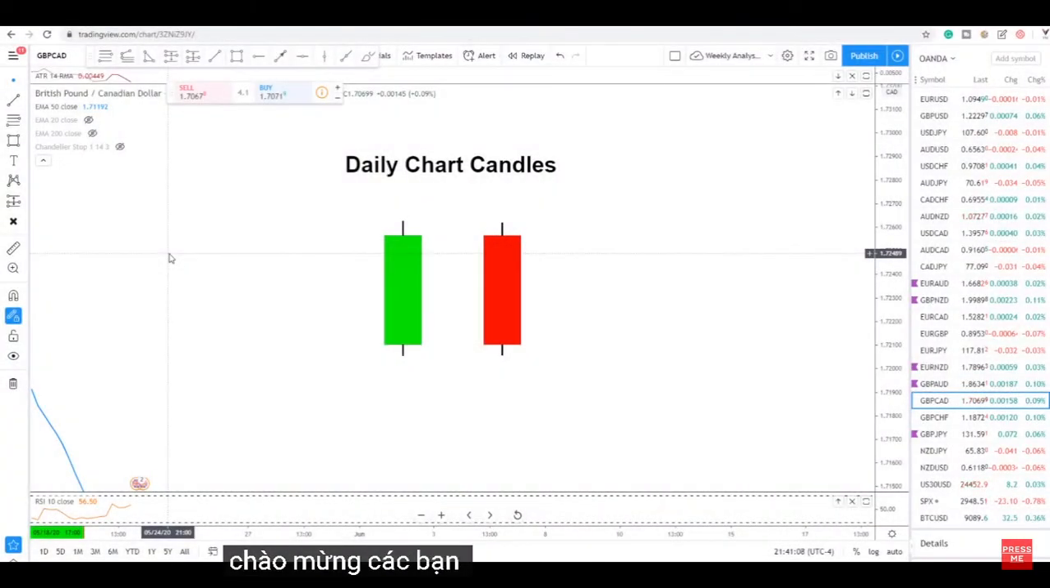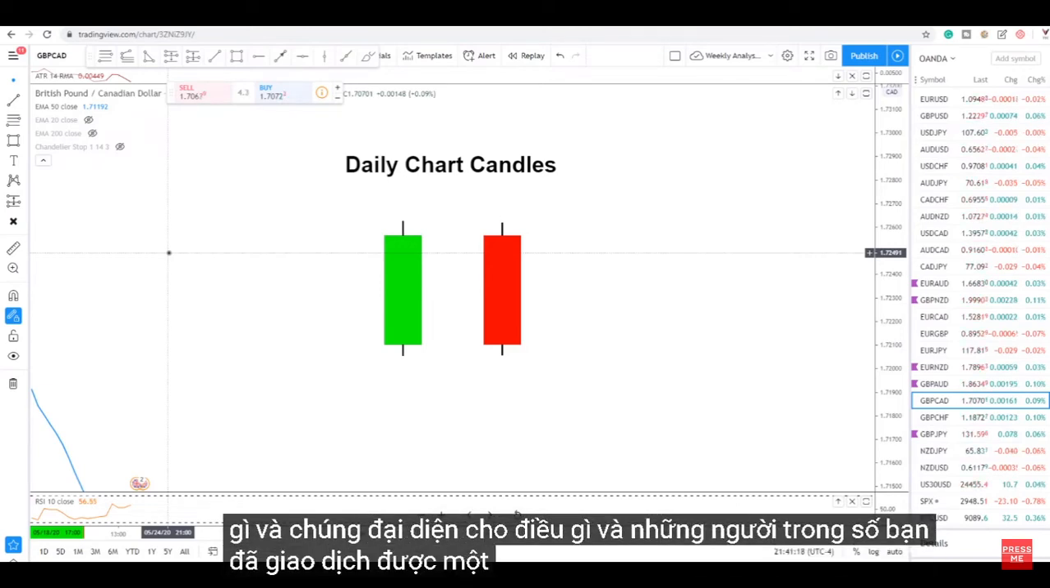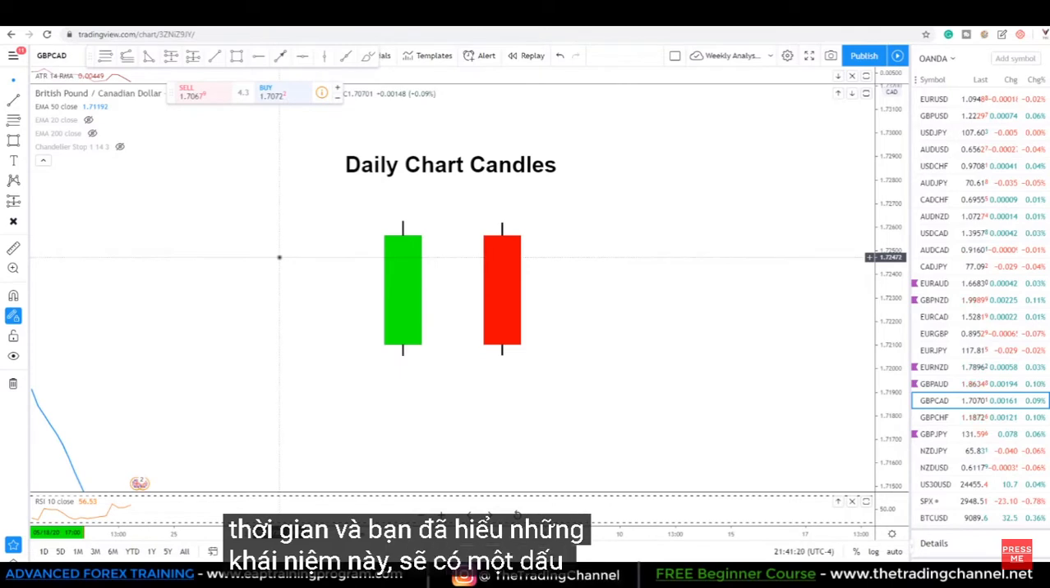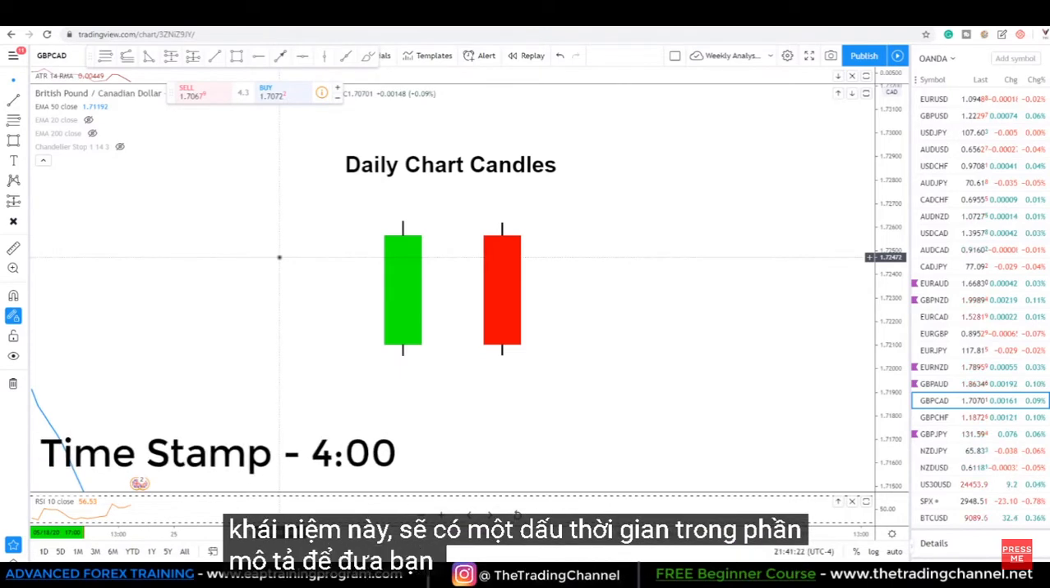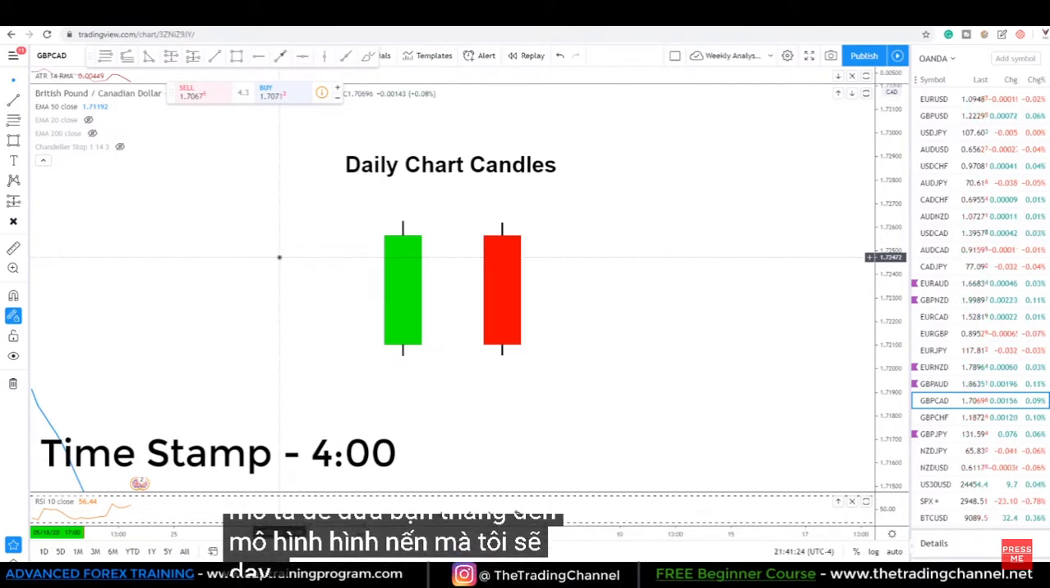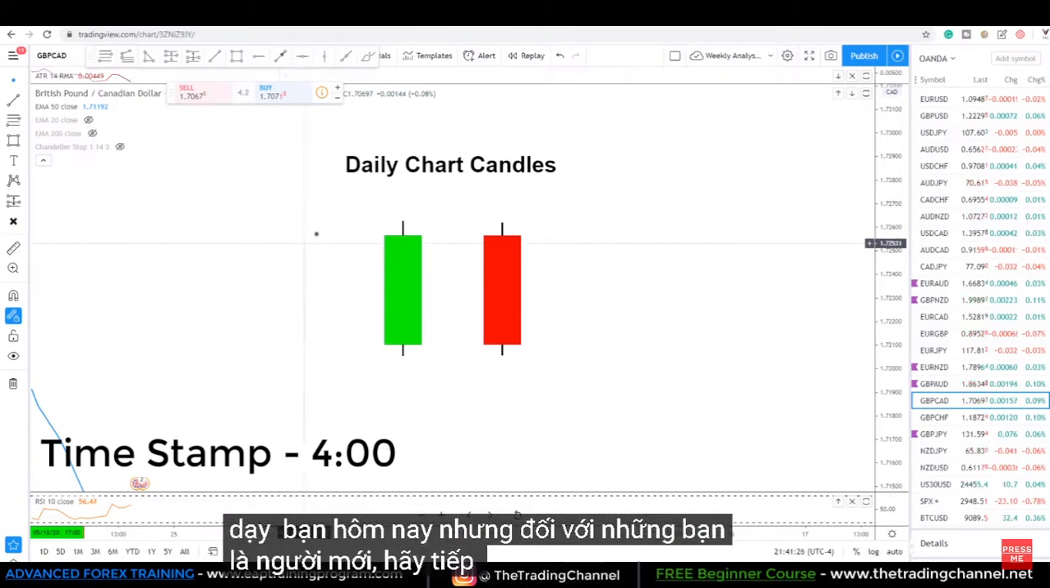Welcome back, guys. Let's dive right into today's content. For those of you who are brand new at trading, I'm going to go through quickly what a candlestick is and what they represent. For those of you who have already been trading for a while and already understand these concepts, there'll be a timestamp in the description to take you straight to the candlestick pattern I'm going to be teaching you today. But for those of you who are new, let's get started.